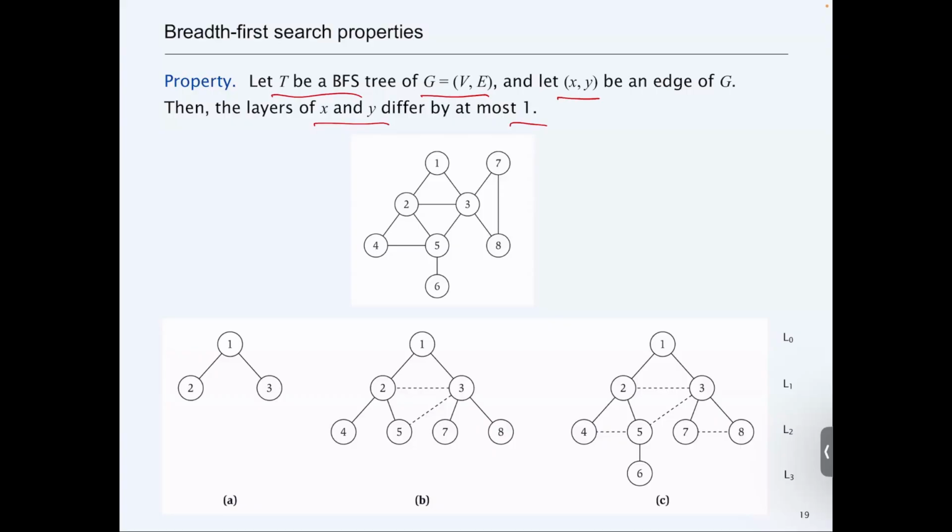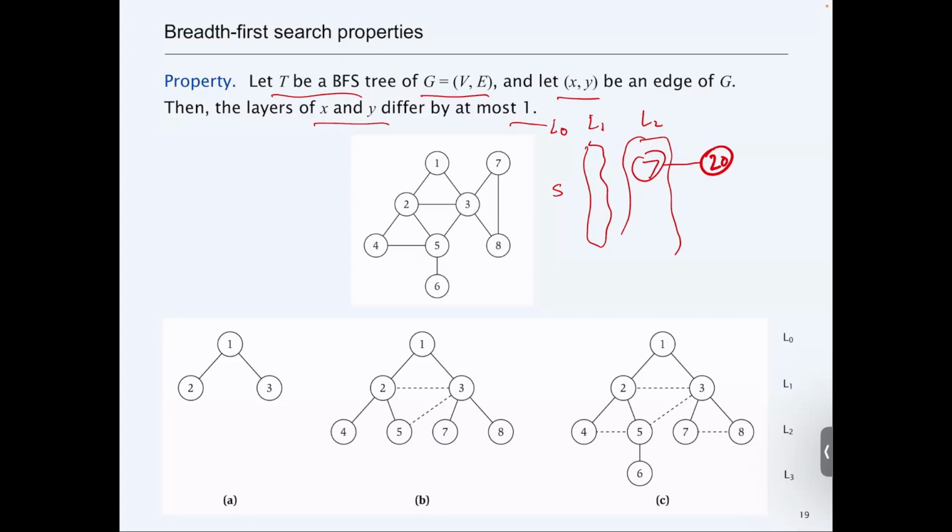So why does this make sense? Well, imagine that one endpoint was in layer 2. So you have maybe 7 that's in the L2 layer. So we have S that's in L0. We have a bunch of nodes that are in L1. Then we have 7 that's in L2. And then 7 is connected to something else. So let's say 7 was connected to, I don't know, 20. So 7 is connected to 20. Could this 20 be in layer 10?